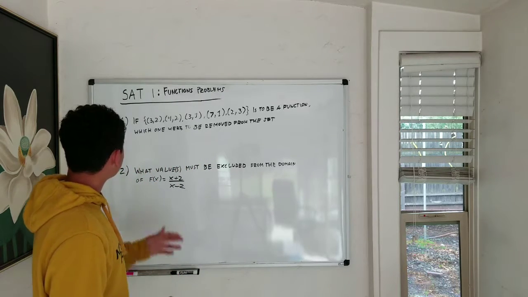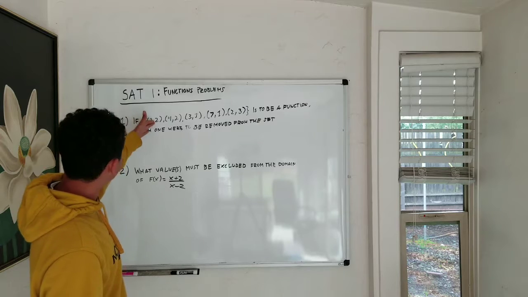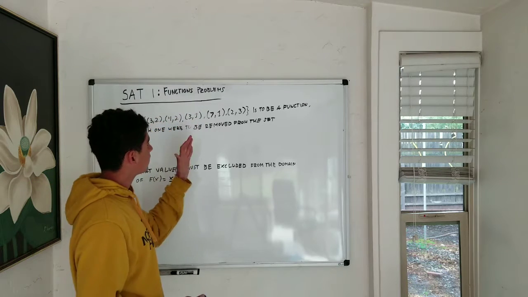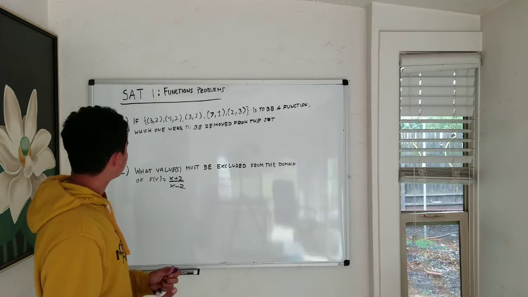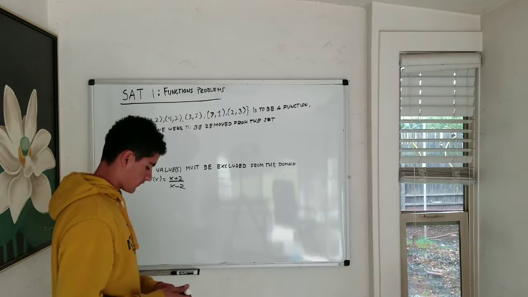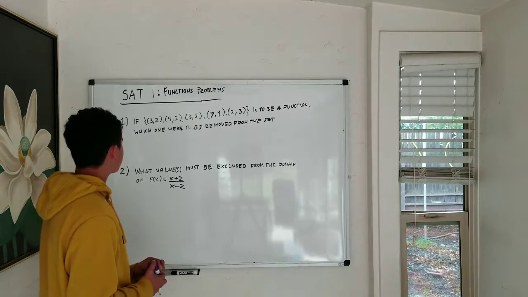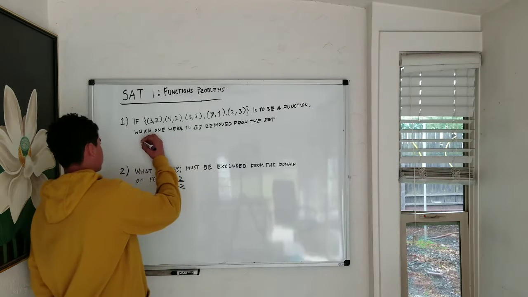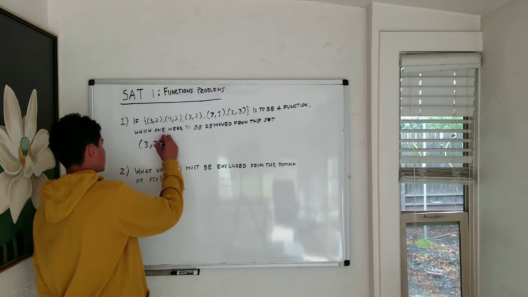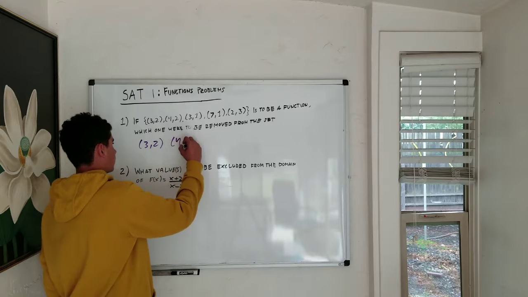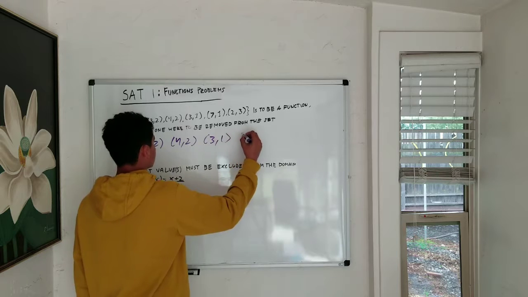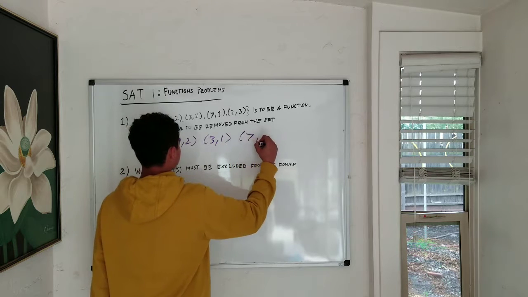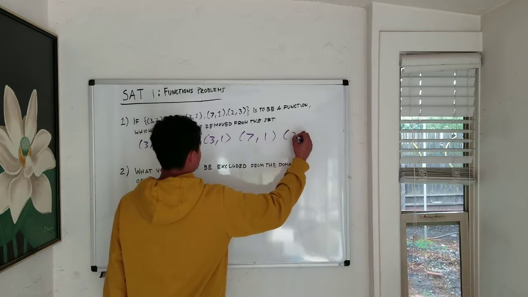The first one here is, if we had a set of (3, 2), (4, 2), (3, 1), (7, 1), (2, 3), and we want it to be a function, which one would we have to remove from the set? So let me write all of these bigger so that we can visualize our territory here: (4, 2), (3, 1), (7, 1), and (2, 3).